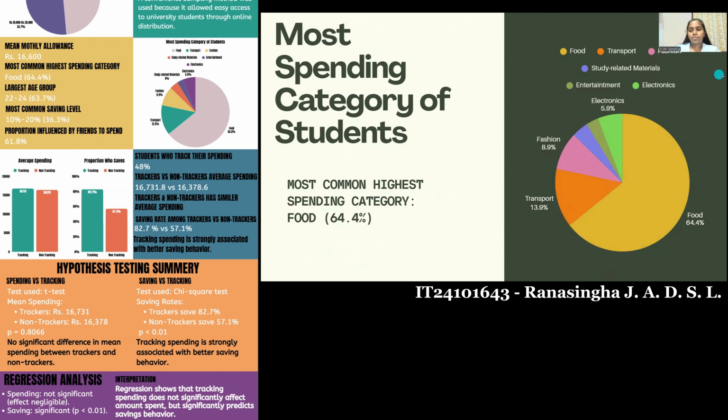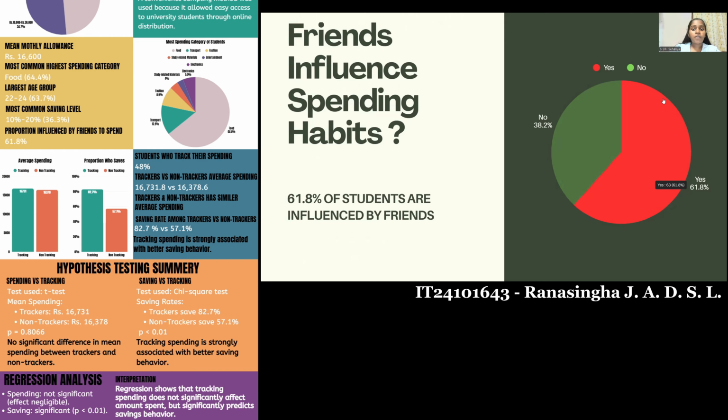Let's see how friends influence spending habits. This chart is simple. It shows the social influence is strong. We also found that friends play a big role. The majority of students, about 62%, said their friends affect their spending decisions.